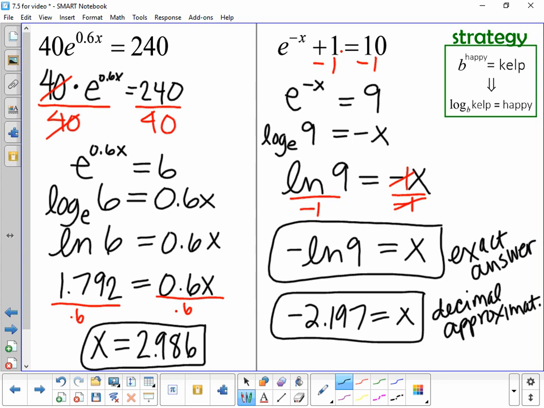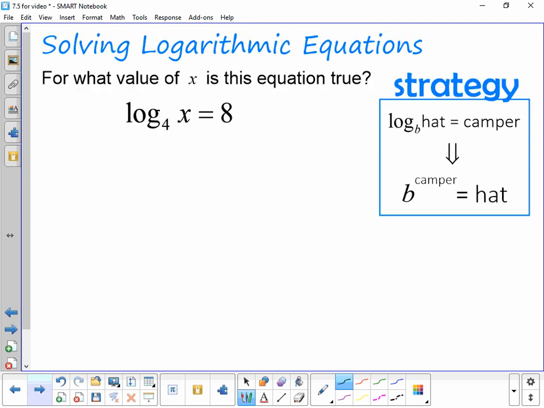Okay, so that's it for our exponential equations. We also can solve logarithmic equations. So we're going to look at some log equations now. Our first question is, for what value of x is this equation true? Log base 4 of x is equal to 8. The strategy we're going to use as we solve log equations is that we're going to rewrite them as exponentials.